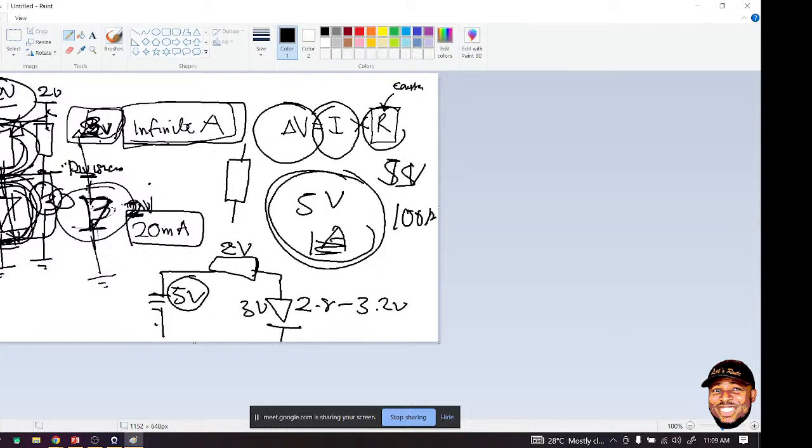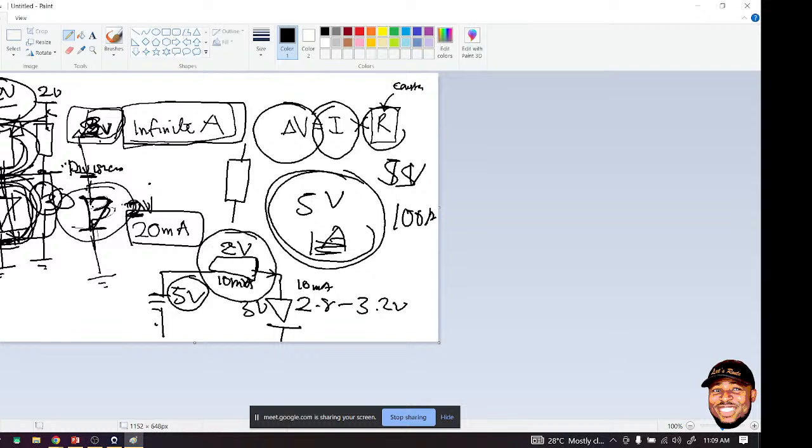So the next thing I have to think about is, how much current do I want to power the LED with? Let's say I choose 10 milliamps, then it means that this resistor also has to allow 10 milliamps of current to flow through it. Is that okay?